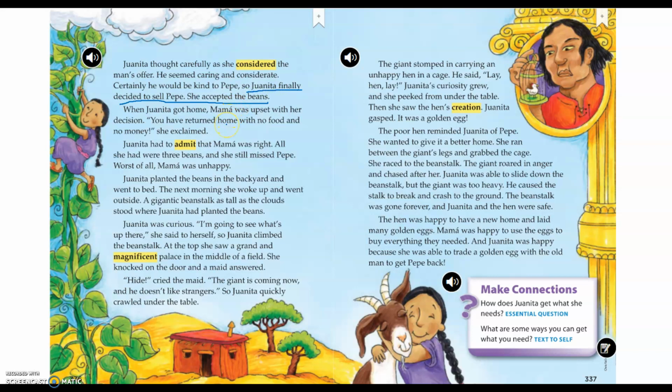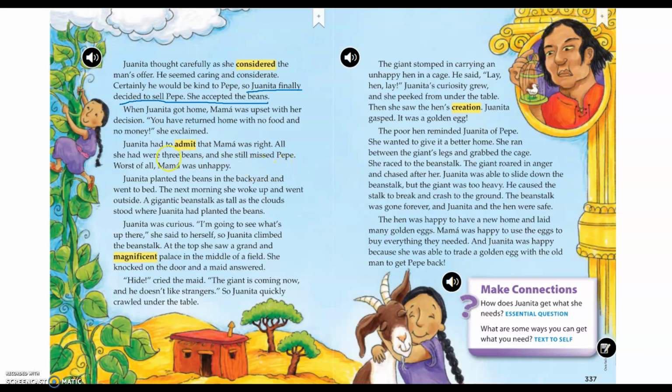When Juanita got home, Mama was upset with her decision. "You've returned home with no food and no money," she exclaimed. Juanita had to admit that Mama was right. All she had were 3 beans, and she still missed Pepe. Worst of all, Mama was unhappy.